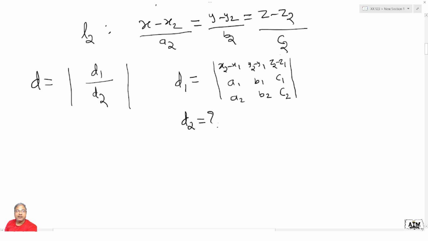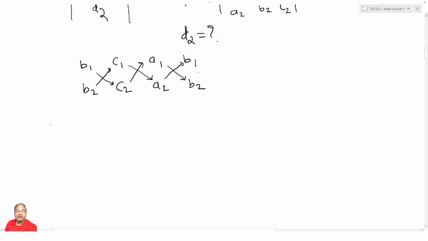Now, how to find d2? To find d2, what do you do? You write down the direction ratios as b1, c1, a1, b1, and the direction ratios of the second line as b2, c2, a2, b2. Then you put the arrow marks in this order. After that, we obtain d2.